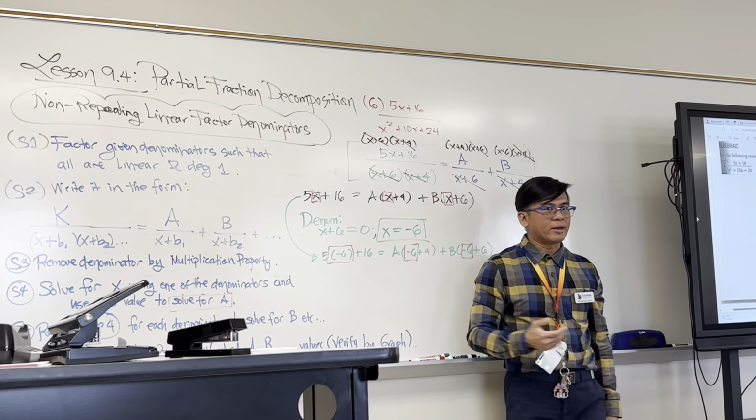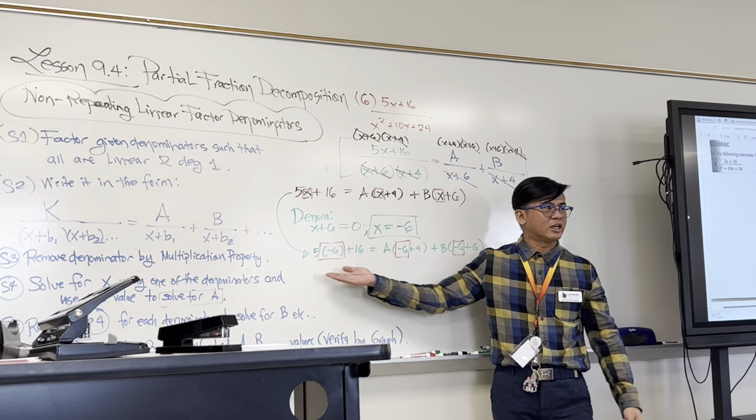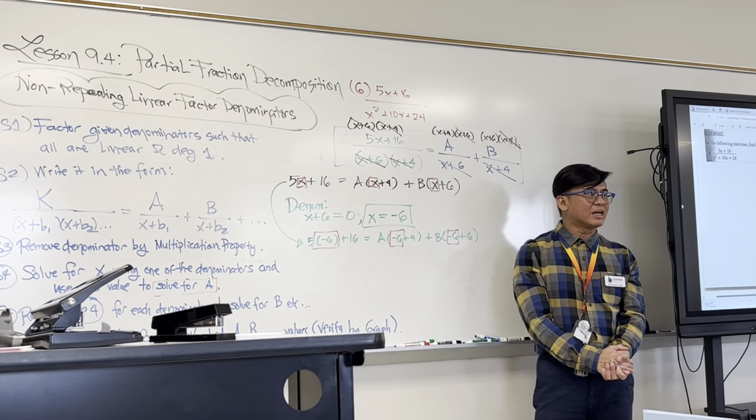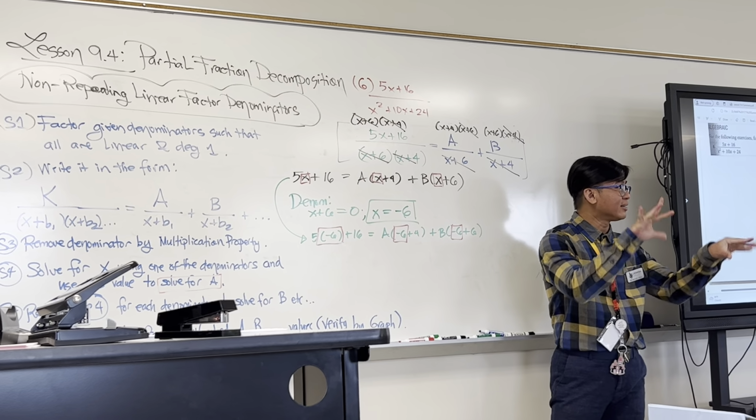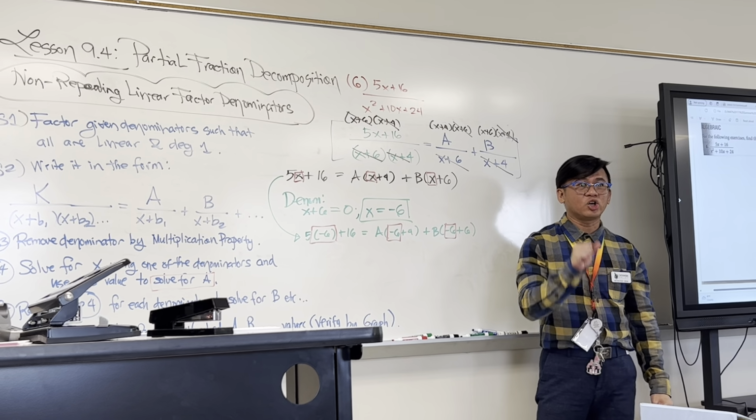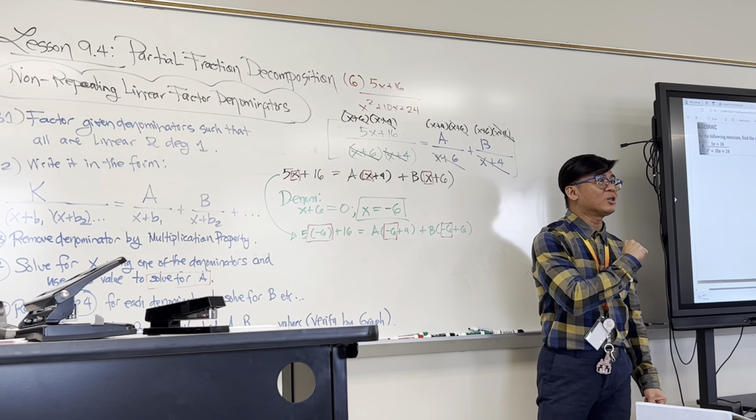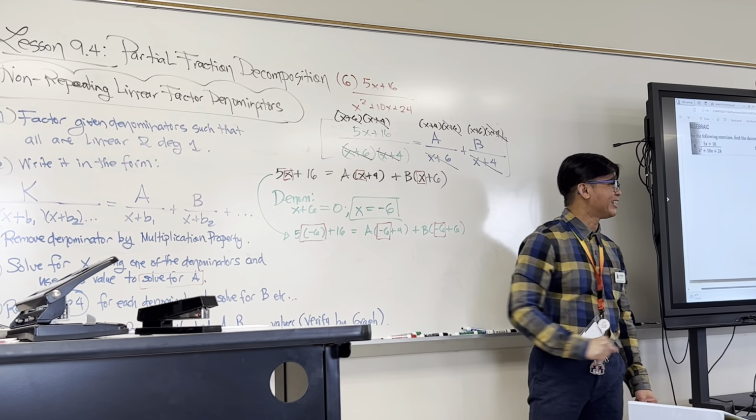Well, we can use our calculator. What's on the left side? What's that going to be? 5 times negative 6 plus 16. Calculator. Go ahead and do it, guys. What will you get?